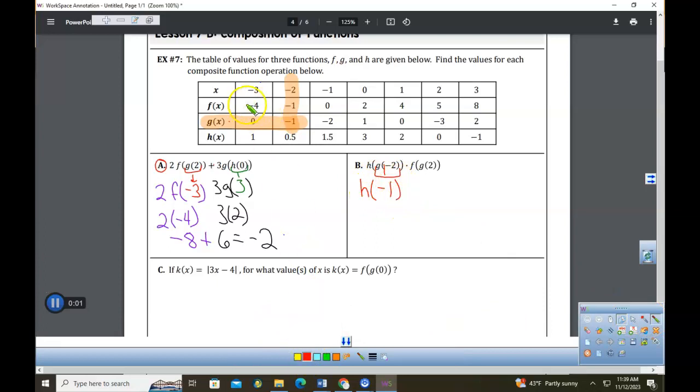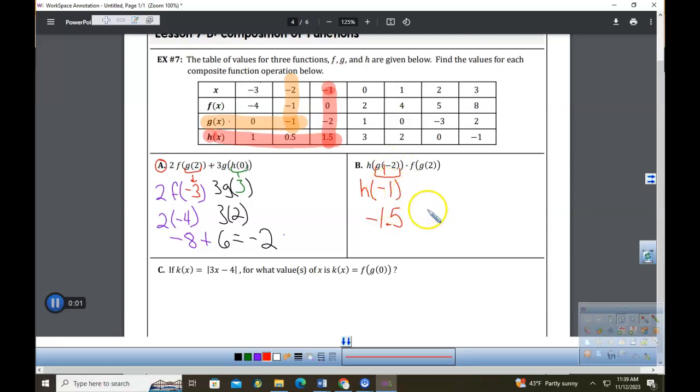So I'm going to go to h, negative 1. And where do they intersect? 1.5. So h of negative 1 is 1.5 because I'm plugging in my output from one in for the input of my other.